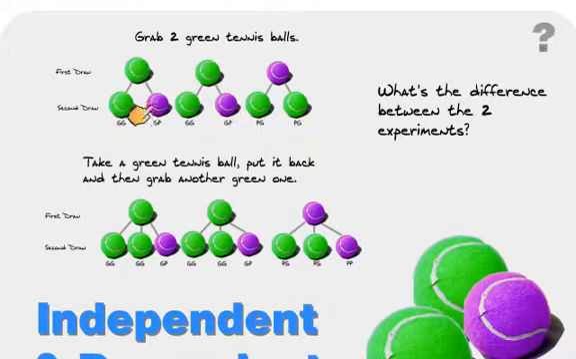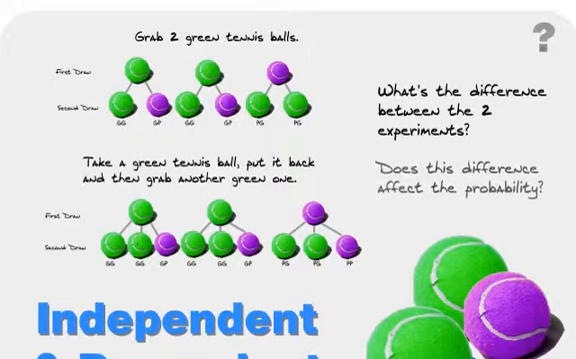That is the major difference between the experiments. And notice there are fewer outcomes here than there are down here. There were a total of 6 here. There were 9 here. And as we just said, it does affect the probability. How much? Which experiment would you rather do if you were betting some money on getting 2 green balls?